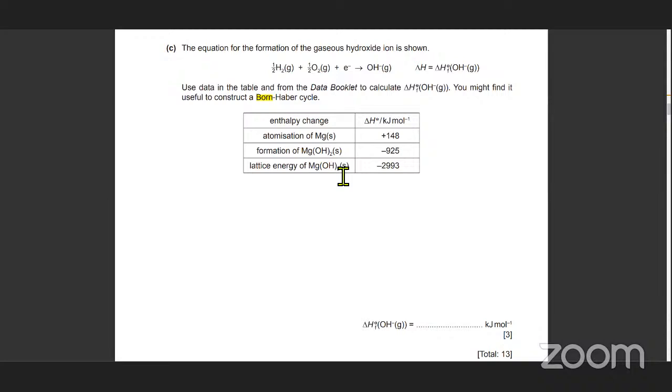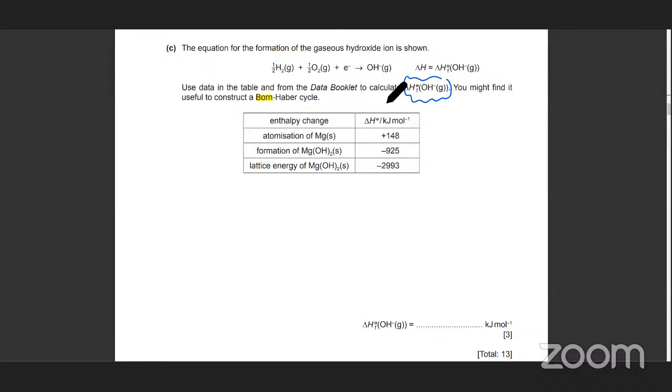बिकॉज दिस इज नॉट typically, remember there's a very little bond neighbor cycle is a Hess cycle, ठीक है। तो now okay, use the data in the table and from the data booklet to calculate the enthalpy of formation of OHNs gaseous. ये उसने कहा है। अच्छा, now this question is कि उसने it's not really about the bond neighbor cycle directly. अच्छा, उसने कहा you might find it useful to construct a bond neighbor cycle.